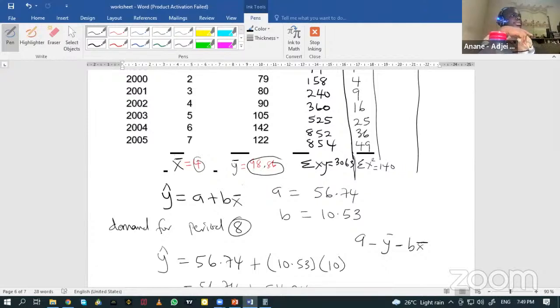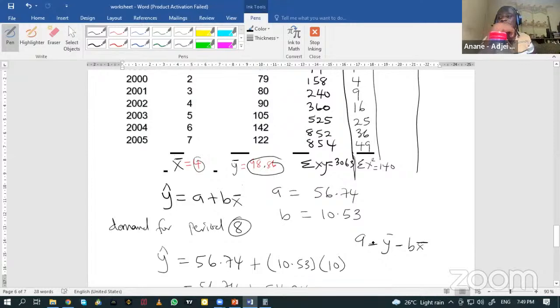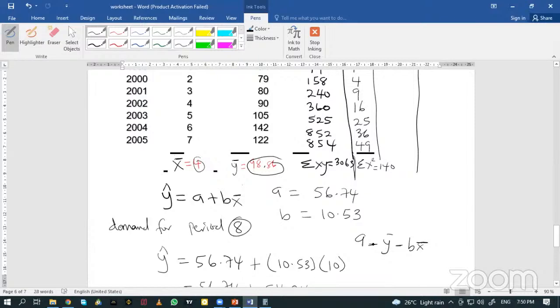Andrew, please let me hear you. Yes, sir. Good evening. Please, I'm a little confused with the last calculation we did. You said we are calculating for period 8 as an example, and the formula is y hat equals a plus b x, where the x will be the period. So why the 10 where the x is?